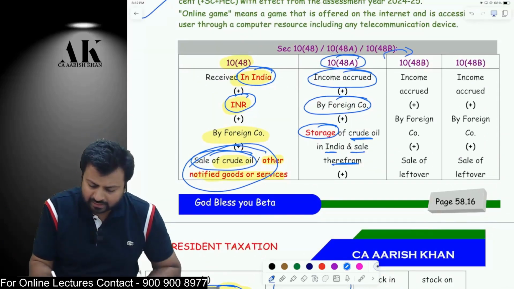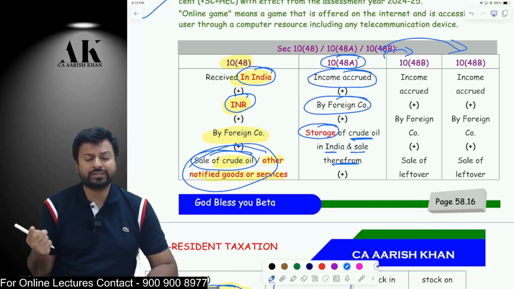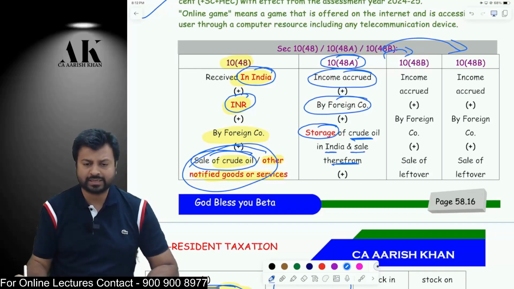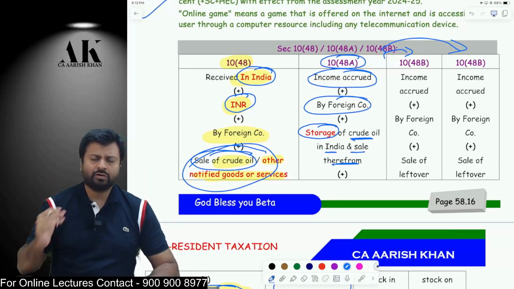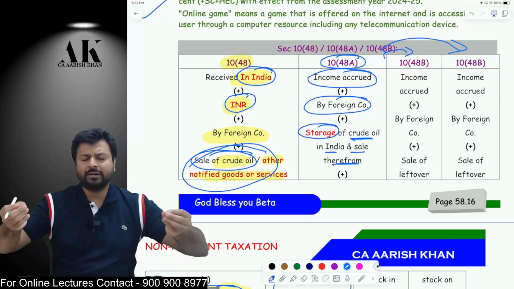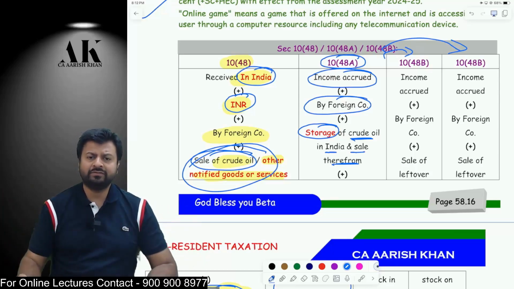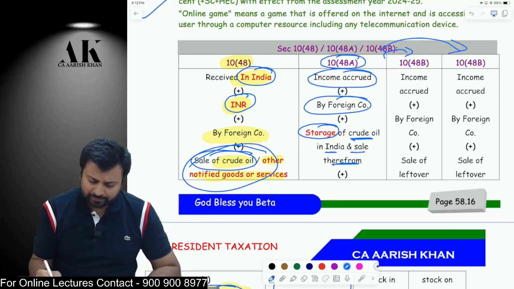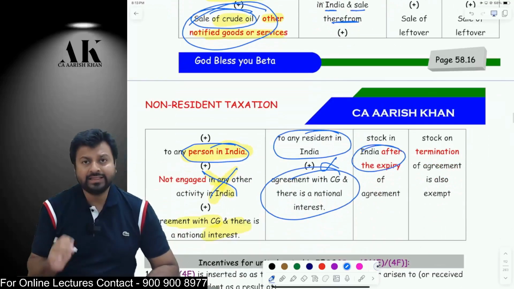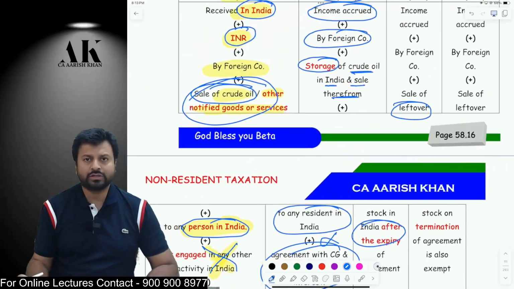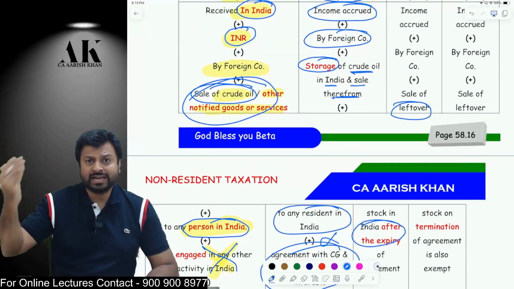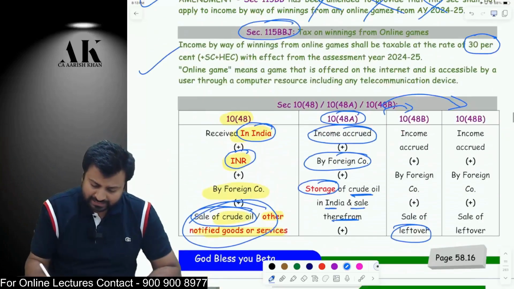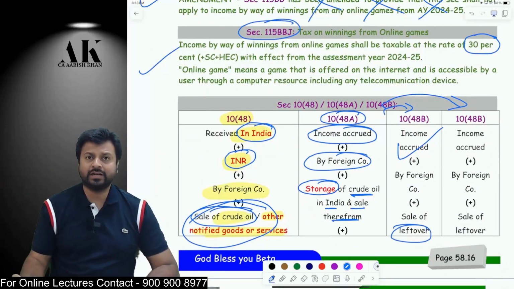Now, the third and the fourth sections are a continuation of the second section. Suppose there is an agreement between the non-resident and the government of India, that we, the foreign company, will store in India and sell for 5 years. Now suppose the agreement has expired and there is some leftover stock. If, after the agreement has expired, they sell the leftover stock, will that income also be exempt? The law says that yes, even that income will be exempt under section 10(48B).